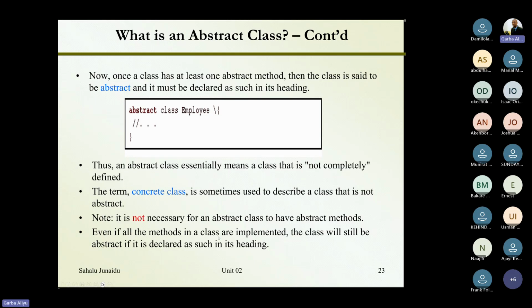Now, again, the point I've mentioned is that it is not necessary for an abstract class to have an abstract method. It's possible that a class can be abstract, but without an abstract method. So even if all methods in a class are implemented, the class will still be abstract if it is declared as such in its heading. As long as we have the abstract keyword in the class heading, the class remains abstract forever.